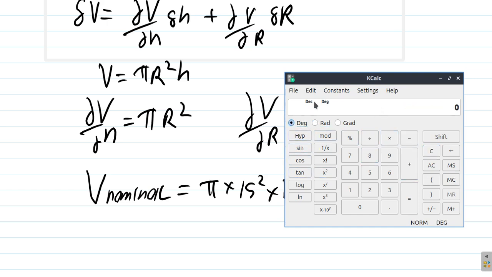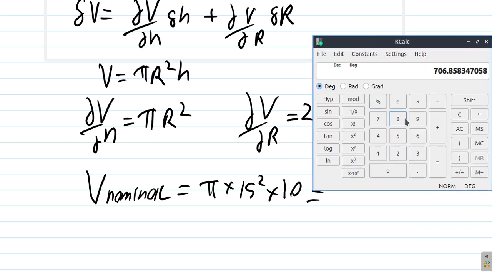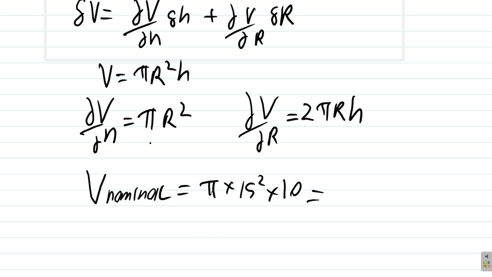So we have pi multiplied by 15 squared equal, multiplied by 10 equal, 7068.6. Alright, let's call it that. 7068.6 cubic meters. Now, that's the nominal volume.